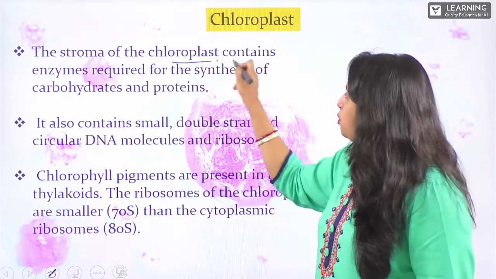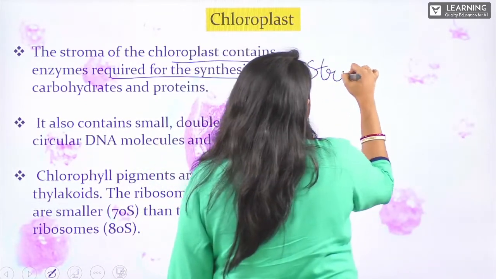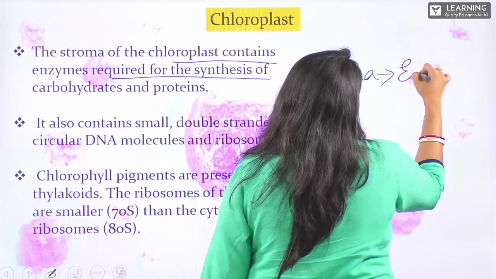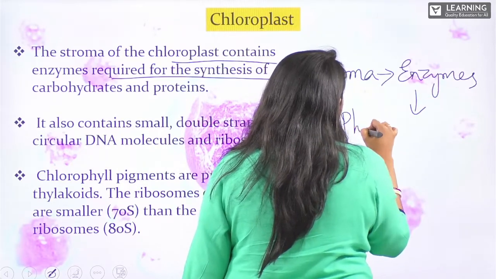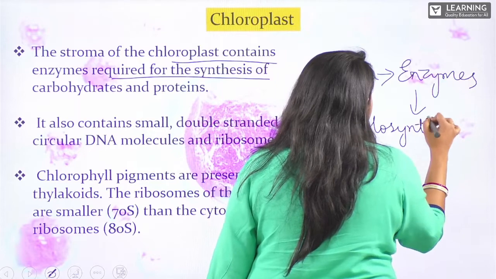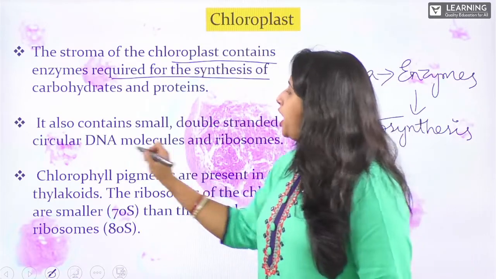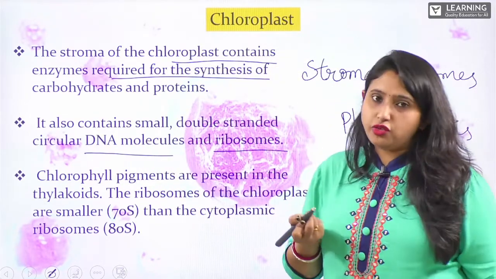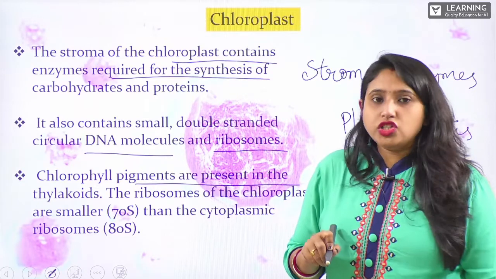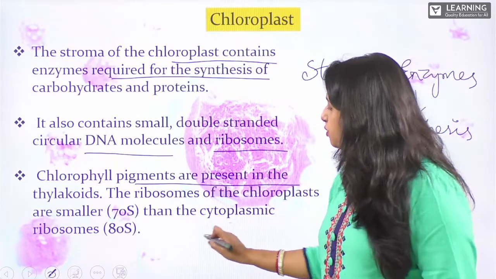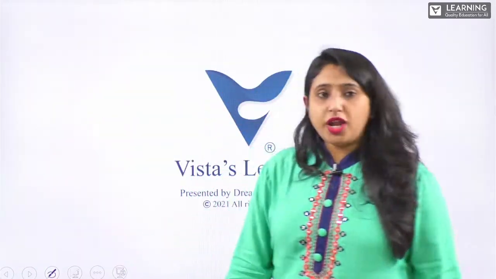The stroma of the chloroplast contains enzymes which are responsible for the process of photosynthesis, and it also contains DNA and ribosomes. It also has chlorophyll, the pigment present in the thylakoid, which is responsible for the preparation of food, and the ribosome is 70S. So this is all about the structure of the chloroplast which we have learned.